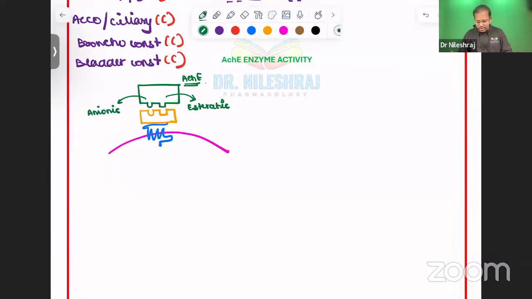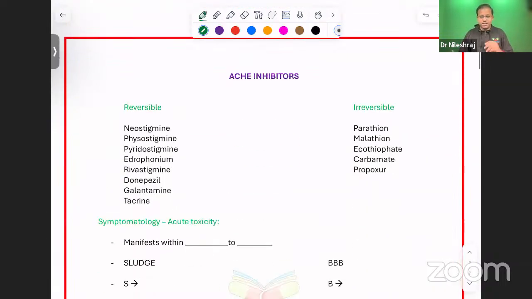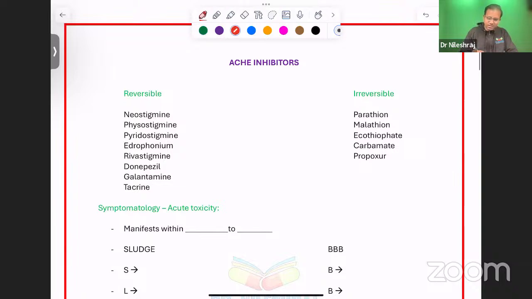Now, let's look into the drug names and we'll come back to that diagram. We'll be drawing certain points about those again. Let's talk about acetylcholinesterase inhibitors, as we can see in your workbooks.